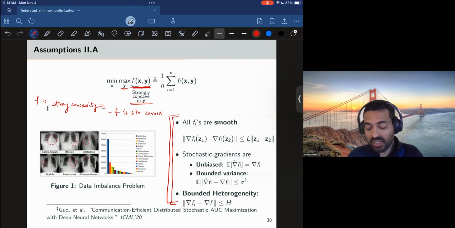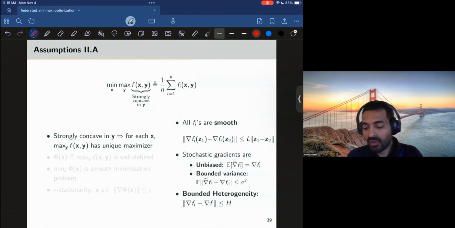So we are imposing a lot more structure in the maximization variable. In the minimization variable, we are not saying anything. We are just saying that the function is smooth. It turns out that this class of problems has application in the data imbalance problem. Specifically, the chest X-ray classification problem can be modeled with exactly the assumptions which I just described to you. And it was done in a paper from a few years back.